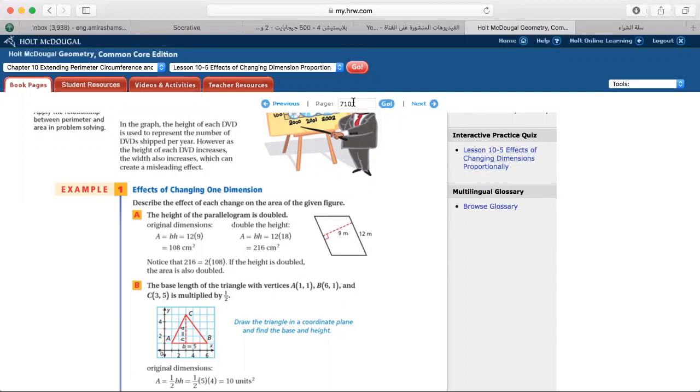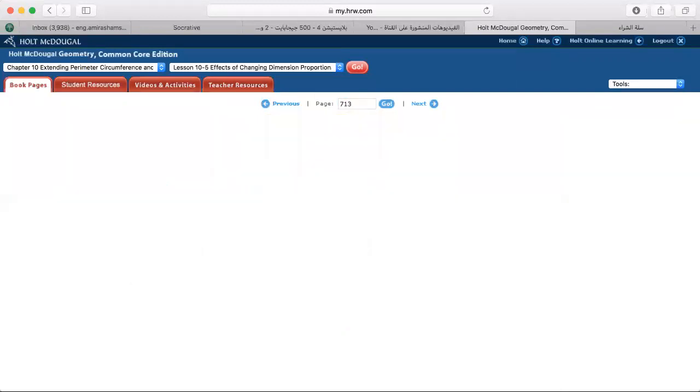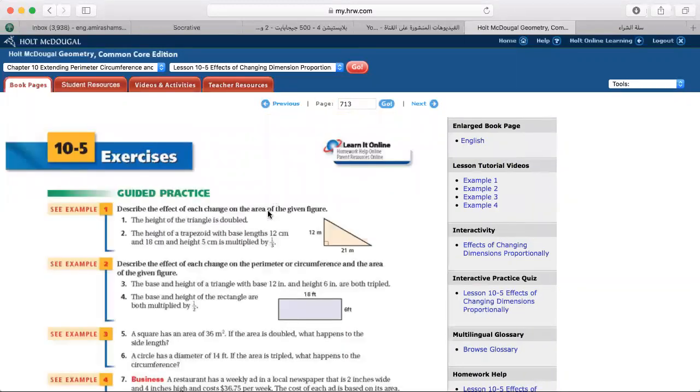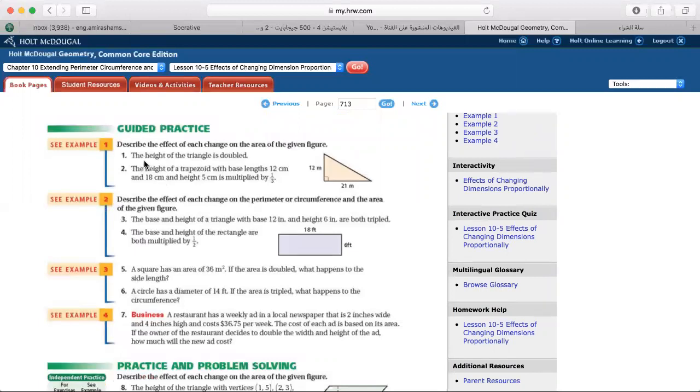Let's now start to answer some problems. Page 713, number 1: describe the effect of each change on the area of the given figure. The height of the triangle is doubled. I want to know the effect of the change on the area, so first I have to get the original area of the triangle.